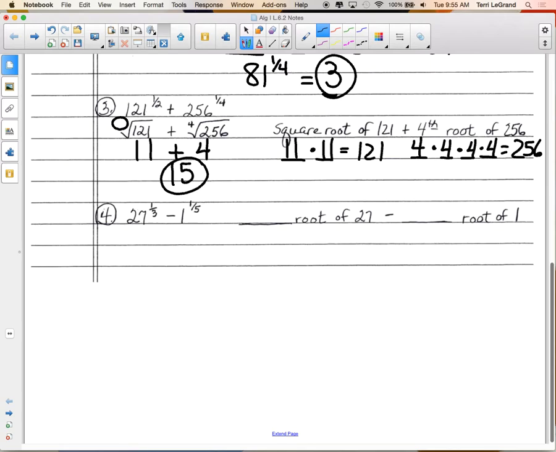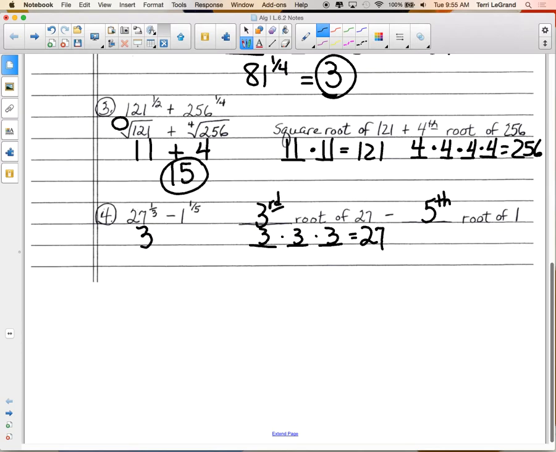Okay, 27 to the 1/3 power, subtract 1 to the 1/5 power. What root are we looking for of 27? The 3rd root. What root are we looking for of 1? The 5th. So we're looking for what multiplied by itself, 3 factors of it, will give us 27. What's that, AJ? 3. Okay. 3 times 3 is 9, times 3 again is 27, so I can go with 3 for the 3rd root of 27, or 27 to the 1/3 power is 3.